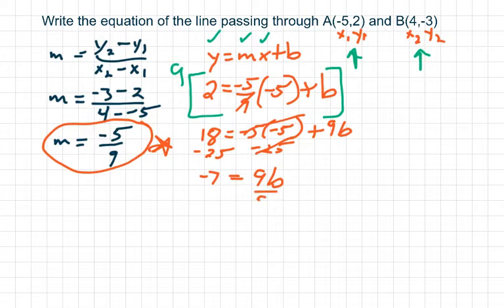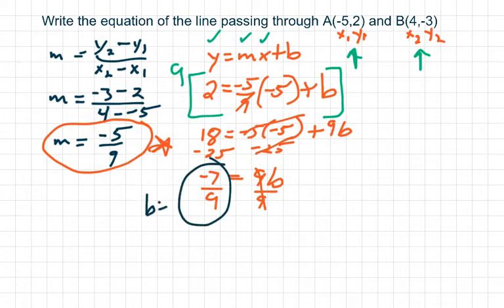And of course, let's divide the 9 out. And now we can see there's our b value. B equals -7 over 9. So I got the two things that we said at the beginning of this that we need to write an equation of a line. We need a slope and we need a y-intercept. Once we have those two things, we are done.